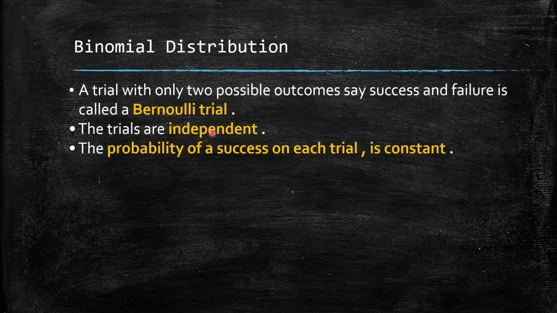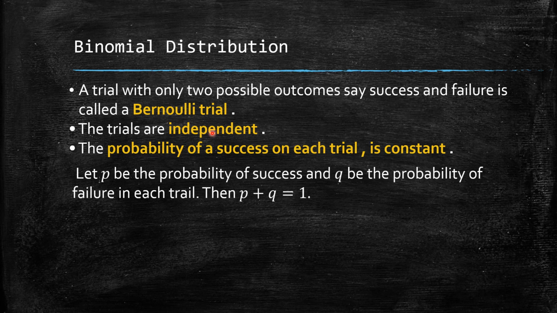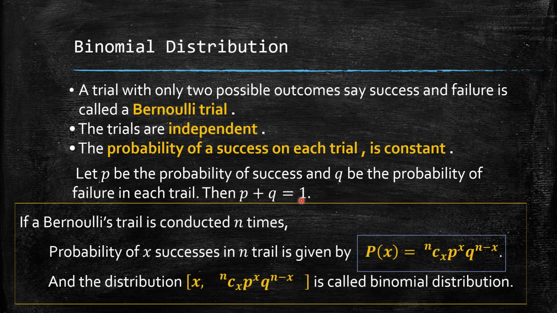Now let p be the probability of success in each trial and q be the probability of failure in each trial. Since there are only two possible outcomes, p plus q must be equal to 1, the totality of probability. Now suppose we conduct a Bernoulli trial n times, a random experiment n times. How do we find the probability of x successes out of n trials?